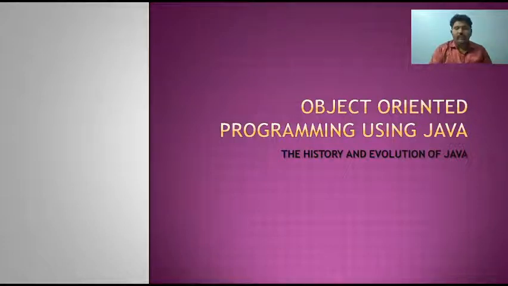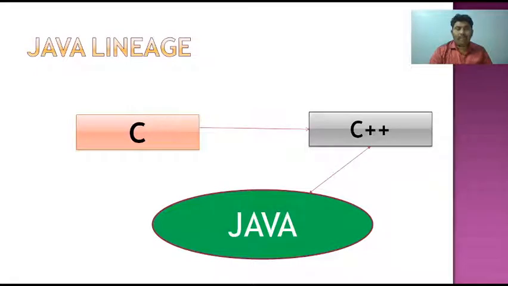So good morning. Today we are going to discuss the history and evolution of Java. Basically, Java evolved from, first, the C programming language. C is a procedure oriented programming language. To eliminate some of the drawbacks of C, C++ was developed with object oriented programming features like polymorphism, data abstraction, encapsulation, inheritance.